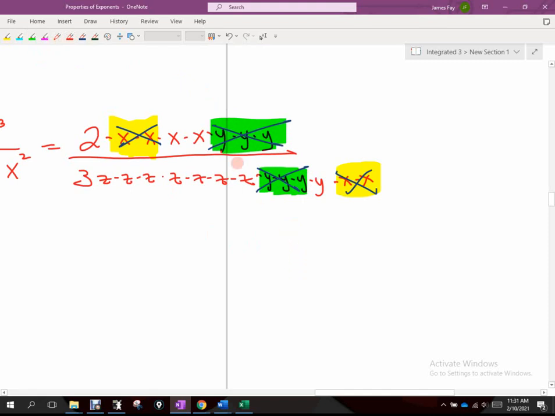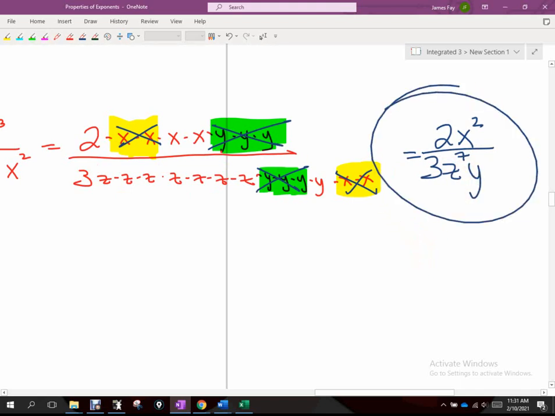Okay. And they cancel because a y over that y is 1, right? We have 3 iterations of that. So how many x's do you have up top left over? 2. So that can be written as 2x squared, right? Yeah. How many z's on the bottom? 7 z's. And how many y's? 1. So that's the answer.